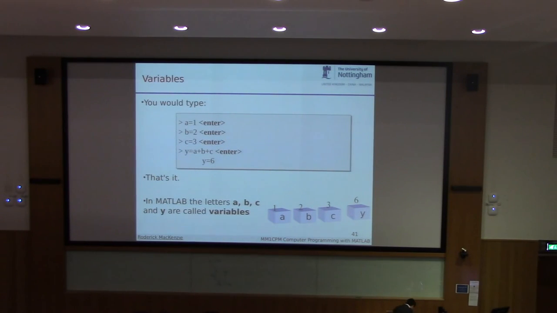So I always like to think of a variable. These are called variables. So a, b, c, y are called variables in computing. And I always like to think of a variable as like a box, like this, okay? I like to think of this box as being called box A, for example. And in this box A, you put a number, and it stores number 1.